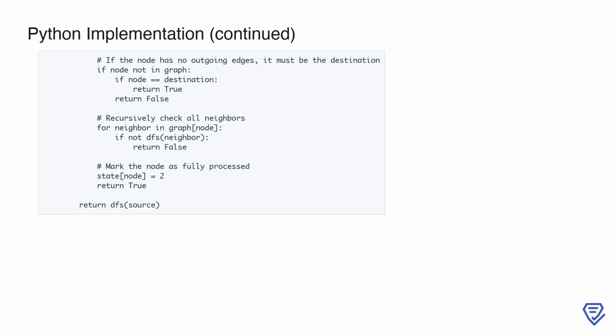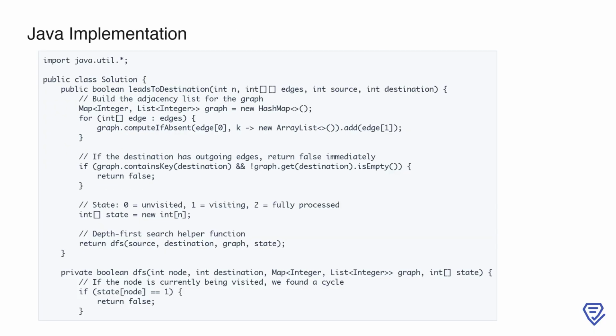At the end of the implementation, we initiate the depth-first search by calling DFS with the source node and return its result. Here, we start by importing the necessary classes and defining our solution class. The main method, leads-to-destination, takes 4 parameters: the number of nodes in the graph, the list of edges, the source node, and the destination node.